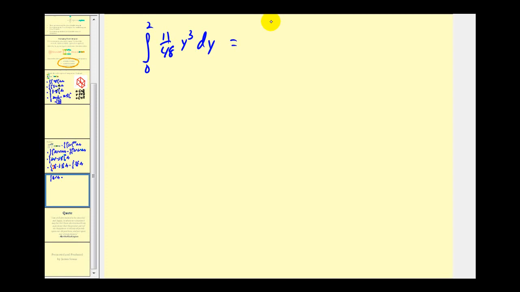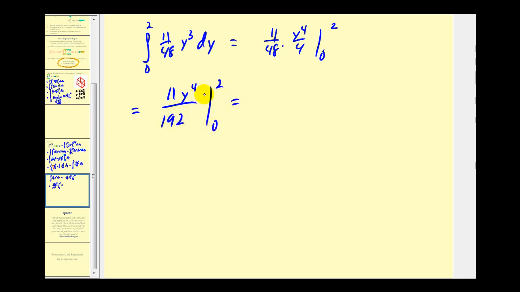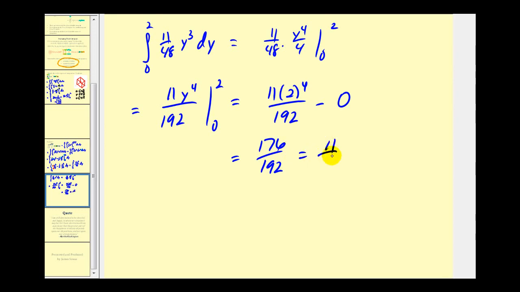So if we integrate with respect to y, we're going to have 11/48 times y to the fourth over 4. So we're going to have 11 y to the fourth all over 48 times 4, which is 192. So when y is equal to 2, we'll have 11 times 2 to the fourth all over 192 minus, and then when y is 0, we'd have 0. So I'll have 176 over 192, which simplifies to 11/12.